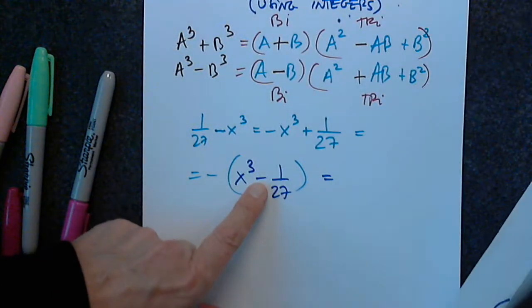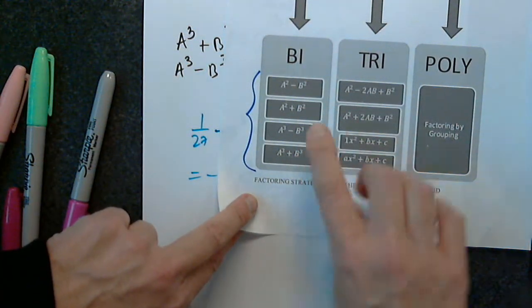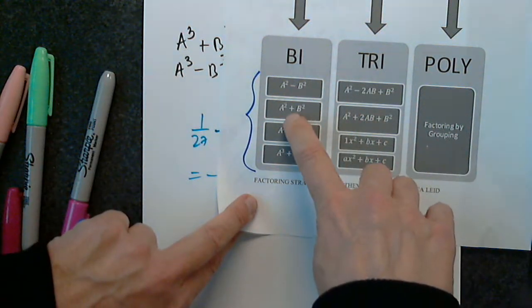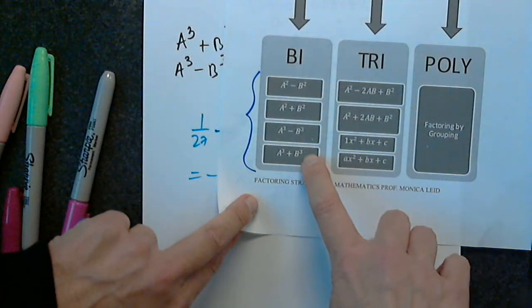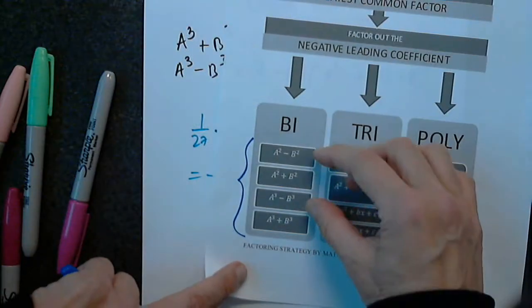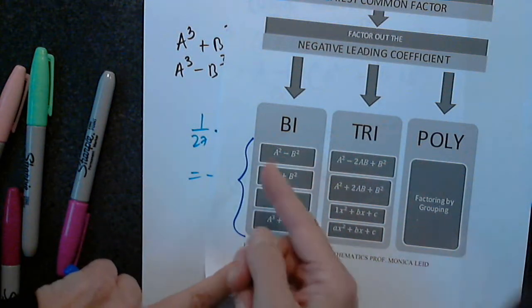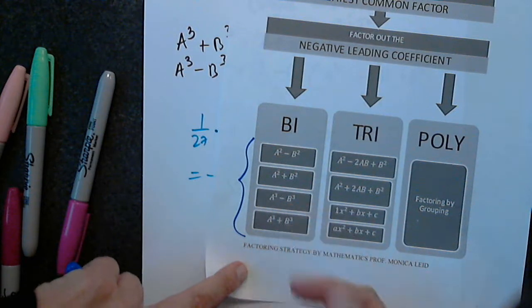Okay, so I see minus in between. I remember the 4 special products. Obviously, I can only consider this and consider this. I cannot consider the sum of squares and the sum of cubes because I don't have a sum. I have a difference. So these two are competing against each other. So now I'm asking myself, are these terms perfect squares or perfect cubes?